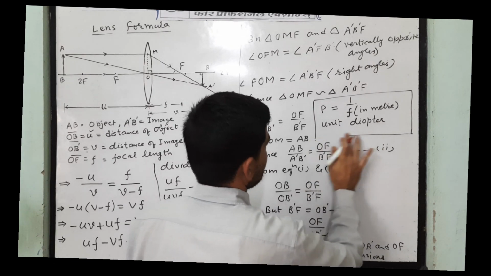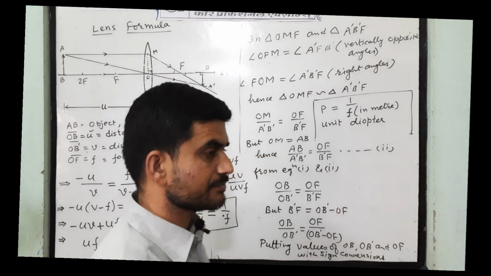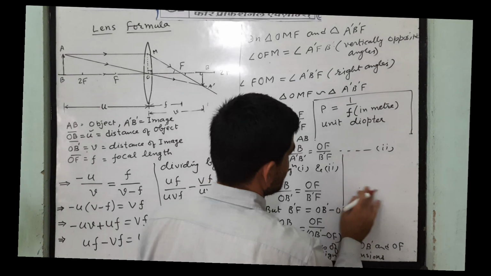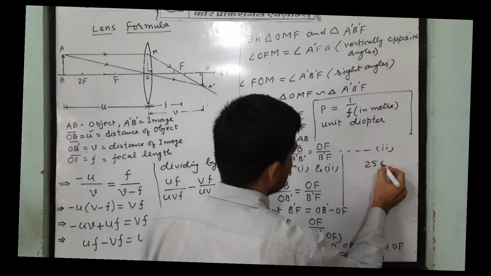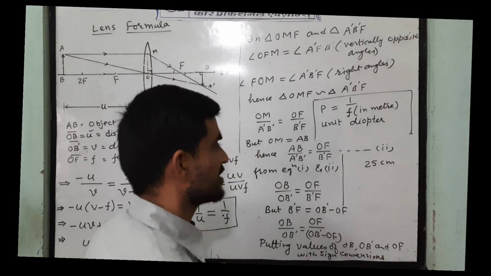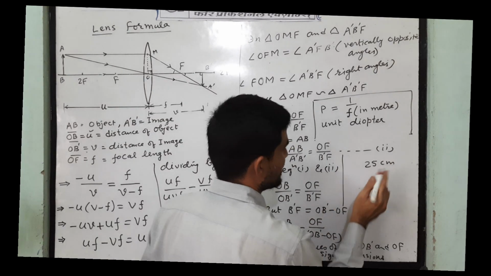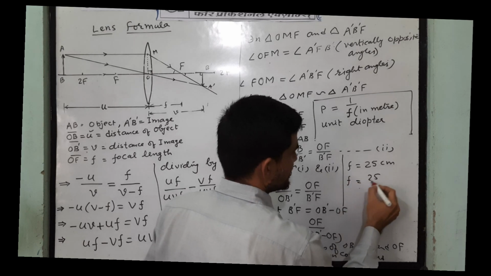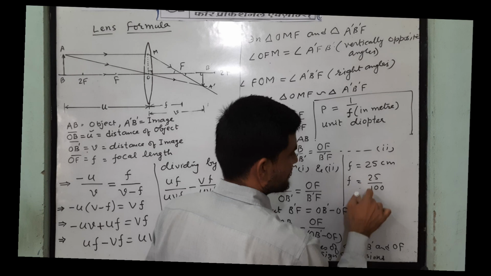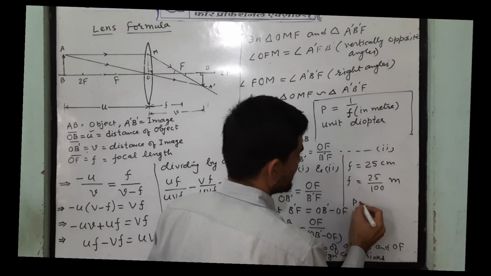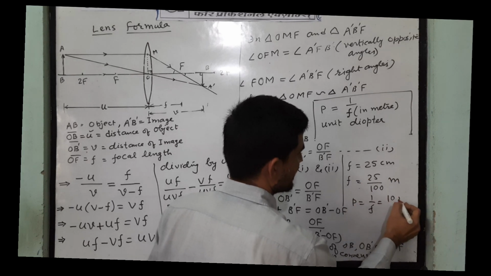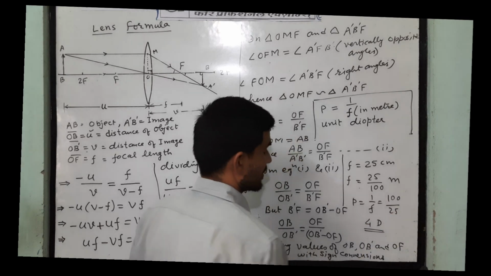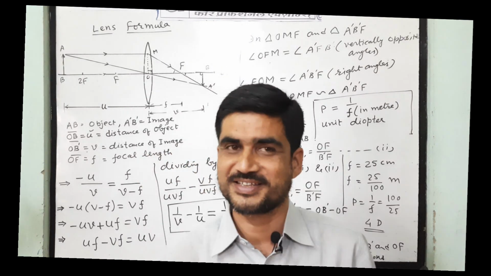If I take one example, suppose the focal length of a convex lens is 25 centimeters. So what will be the power? First you need to convert this into meters. So F is 25 centimeters, which when converted into meters is 25 by 100. So power is equal to 1 by F, which is 100 by 25. So its power is 4 diopter. So this is about the power.